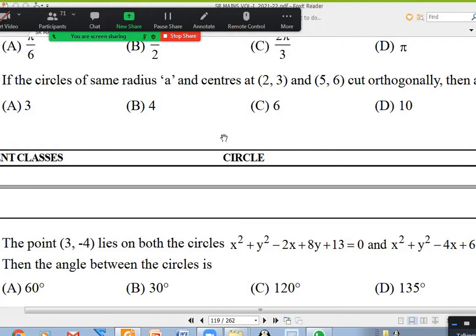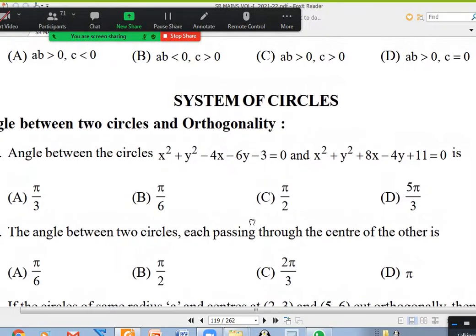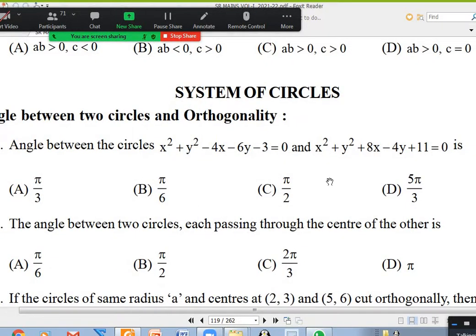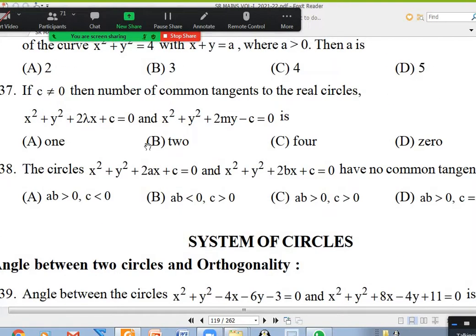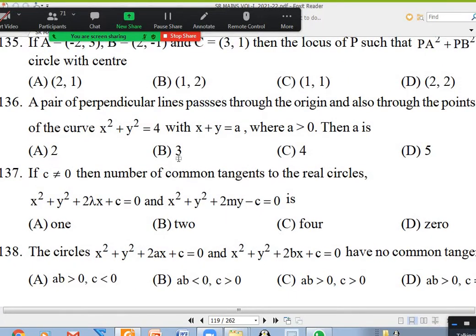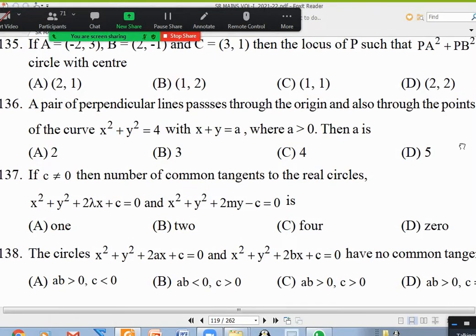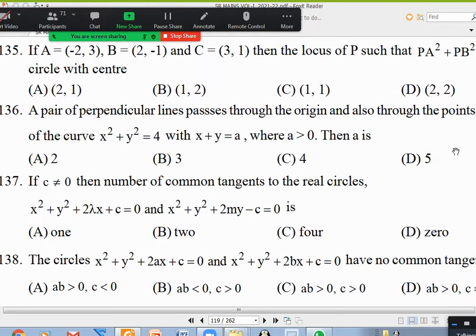141 or 142? Any doubts? 139, 140. I remember 138 I discussed earlier, but still. 137 also I discussed. Okay. Any doubt in these four questions?